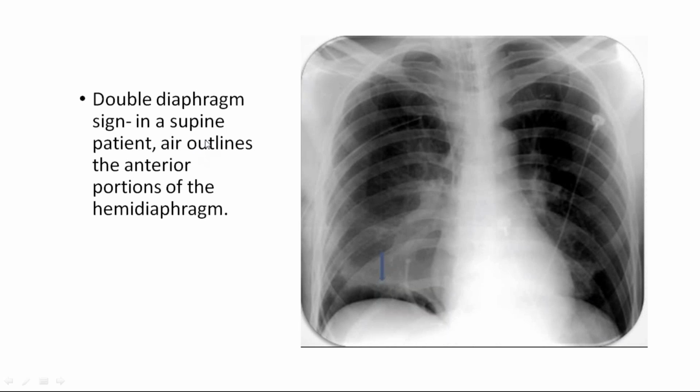And double diaphragm sign. This is seen in a supine film. Here the air outlines the anterior portions of the hemidiaphragm, giving the appearance of a double diaphragm. This is another sign of pneumothorax.